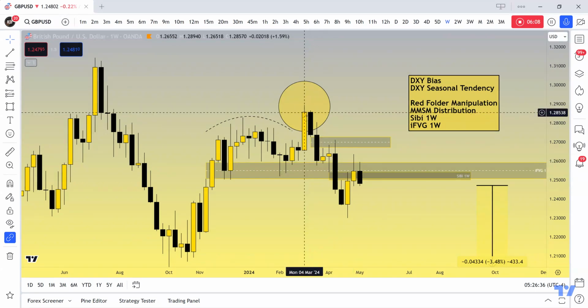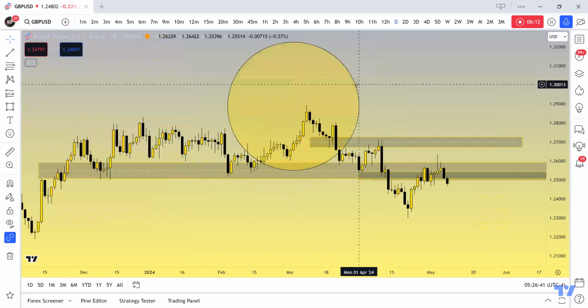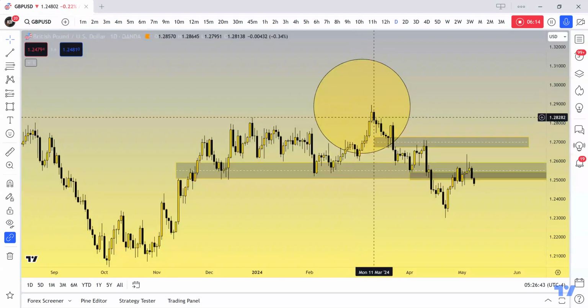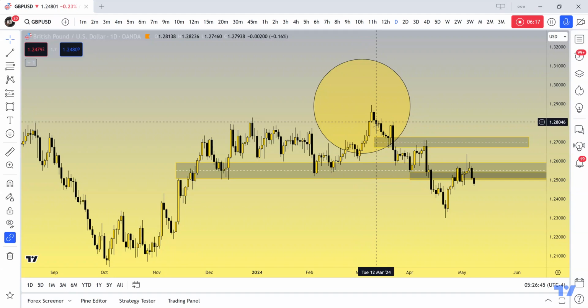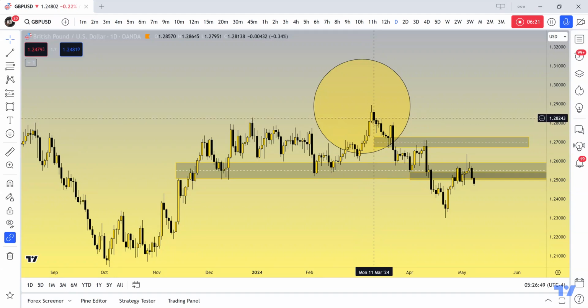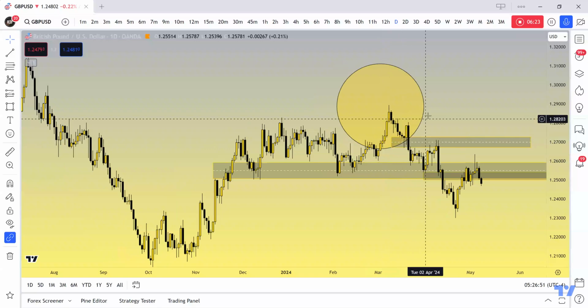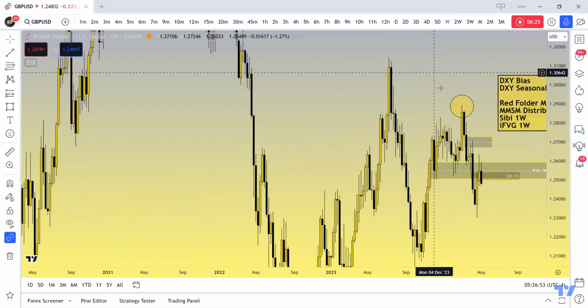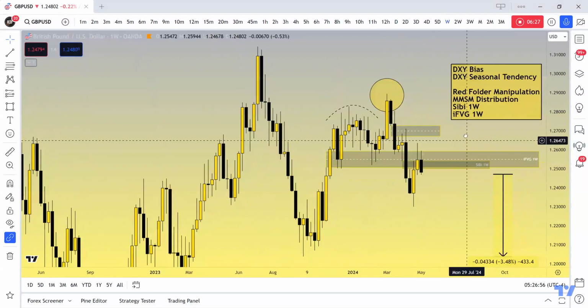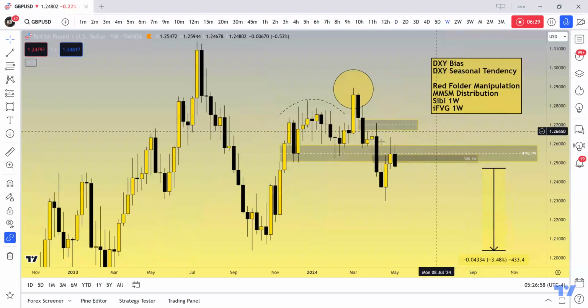So on the 8th of March, if we go down to the daily, was the last high, and on that day we had NFP Friday, okay, and then we started moving lower from there, which is good, which goes together with our bias for the dollar.